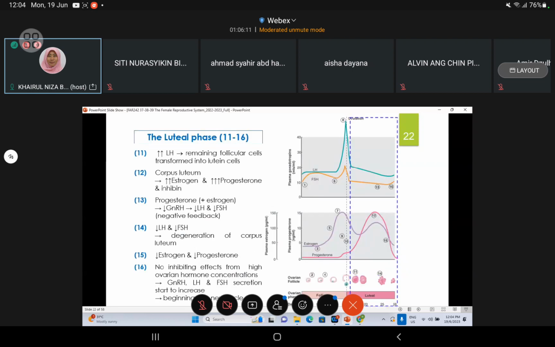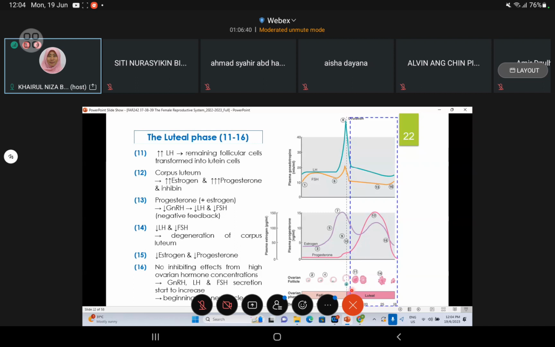So what is the next stage? The next stage is the luteal phase. You can see the pattern here. Secretion of LH and FSH starts to fall. How about progesterone and estrogen? Estrogen goes through a second peak, while progesterone goes through its first peak at the middle of the luteal phase.